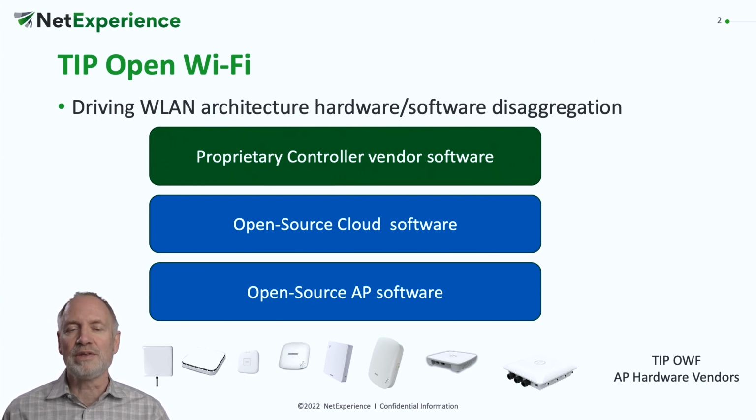From a cloud point of view, the TIP Open Wi-Fi project provides a thin layer in the cloud which we call the gateway. That software layer is responsible for terminating the control protocol from the open source AP software and presenting APIs northbound to cloud applications. In our case, at NetExperience, being a cloud controller vendor, we built a set of applications in the cloud running over the open source cloud software and the open source AP software.